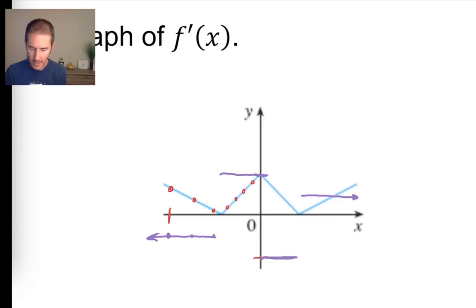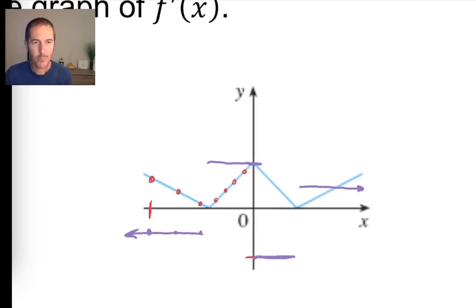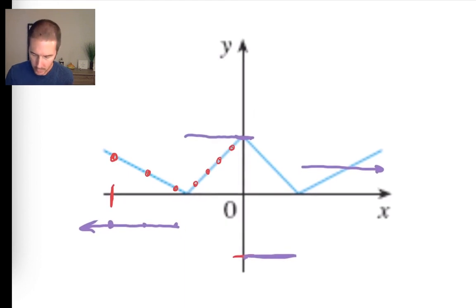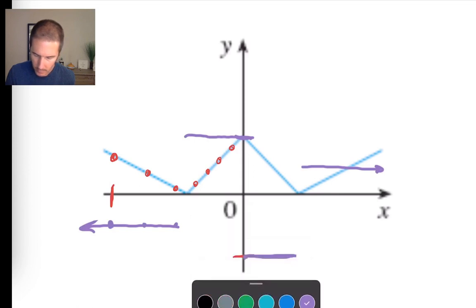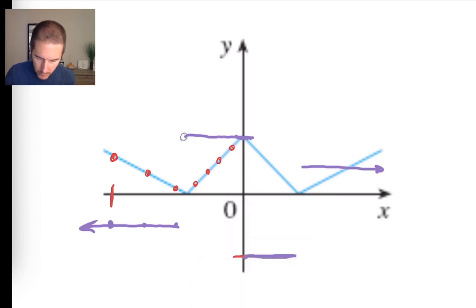Now what about at the actual corners that we're seeing here? What's happening right there? Well, we know from our conversation that if you have a sharp corner or a kink in your original graph, then your derivative is not defined there. So I'm going to go in and put open circles at the end of each one of these little purple line segments that I just drew, and say that our first derivative is not defined there.